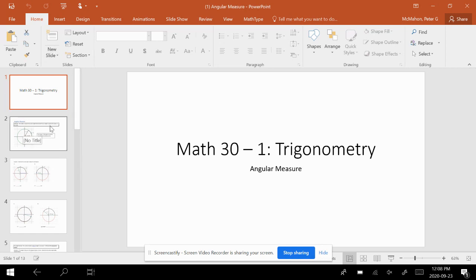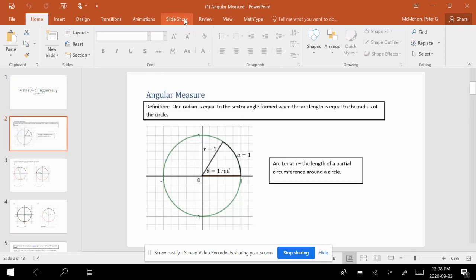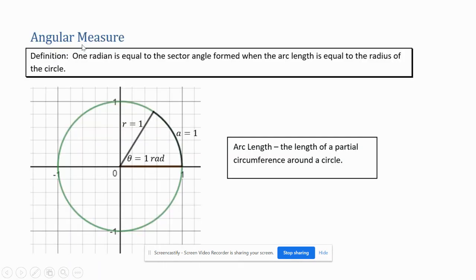Now the new way is what we call the angle in radians. For years in math class, we always say make sure that your calculator is in degree mode, not in radian mode. Radian mode is just another way that we can measure angles, and we're going to learn about that. By definition, 1 radian is equal to the sector angle formed when the arc length is equal to the radius of the circle. It seems like a very intense definition, but let's tackle a few things.